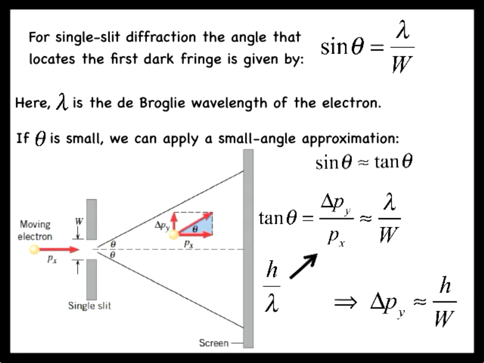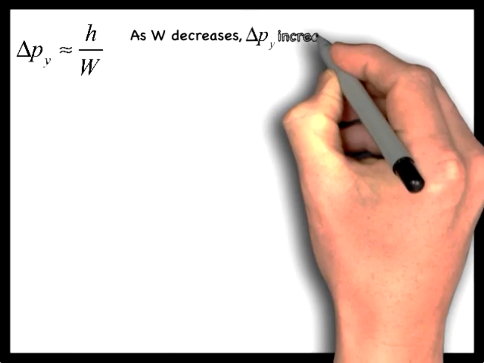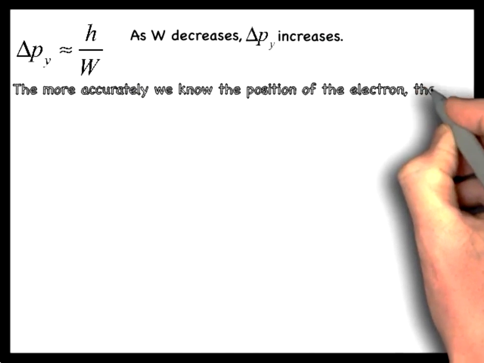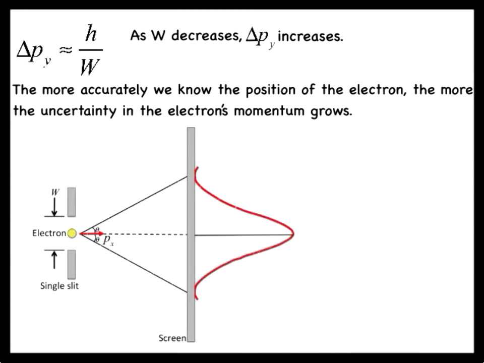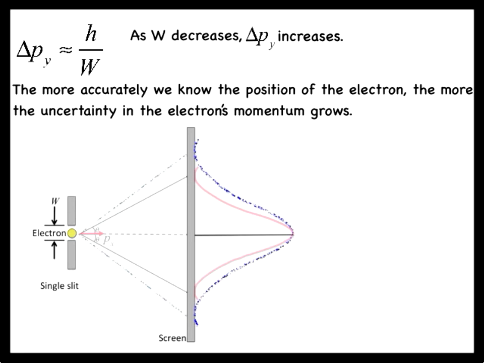This indicates that a smaller slit width w leads to a larger uncertainty in the y component of the electron's momentum. In other words, the smaller we make the width of the slit, the more accurately we know the position of the electron, but the uncertainty in the electron's momentum grows accordingly. It was Heisenberg who first suggested that the uncertainty, delta py, in the y component of the momentum is related to the uncertainty in the y position of the electron as the electron passes through the slit.